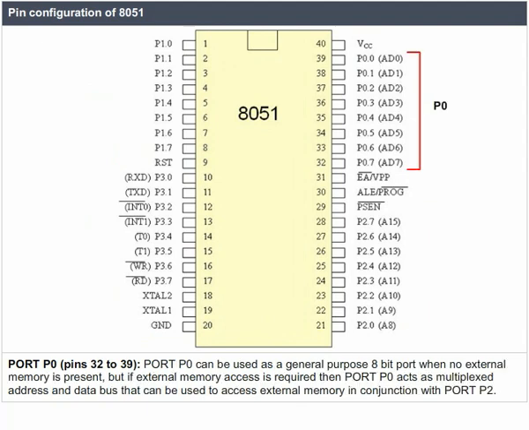Port P0, pins 32 to 39. Port P0 can be used as a general purpose 8-bit port when no external memory is present, but if external memory access is required, then port P0 acts as multiplexed address and data bus that can be used to access external memory in conjunction with port P2.